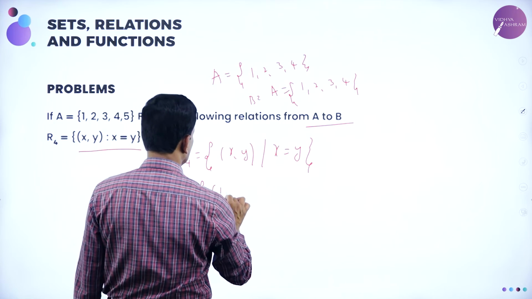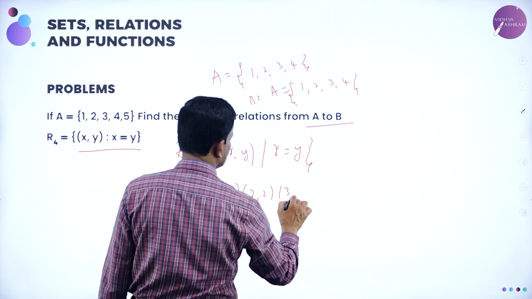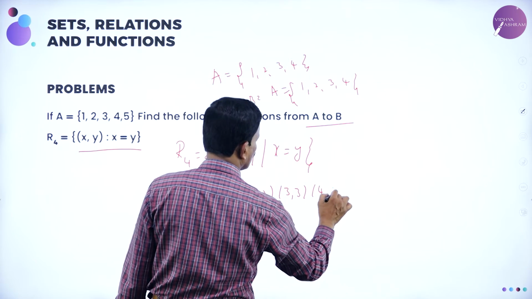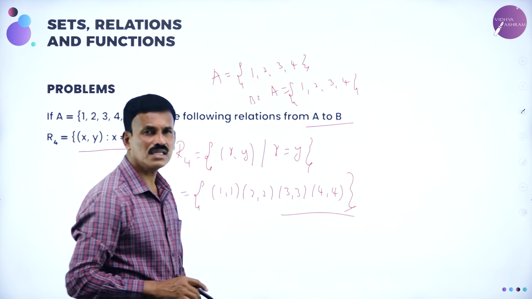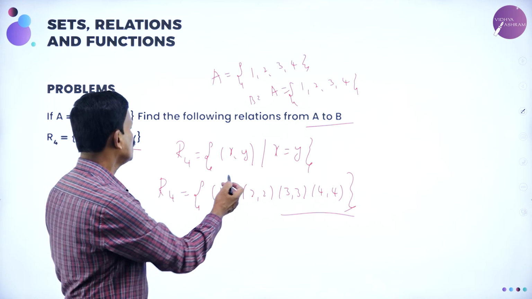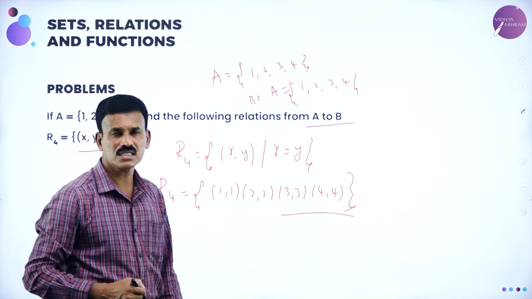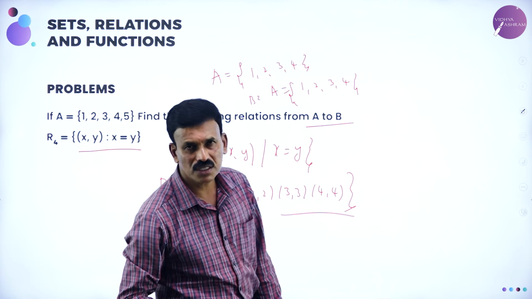(1,1), (2,2), (3,3), (4,4), and that's it. So this is the relation: (1,1), (2,2), (3,3) and (4,4), where x is equal to 5. That's it. This is the relation R, which is a subset of A cross A or A cross B.